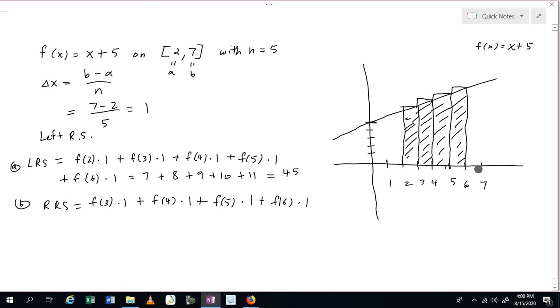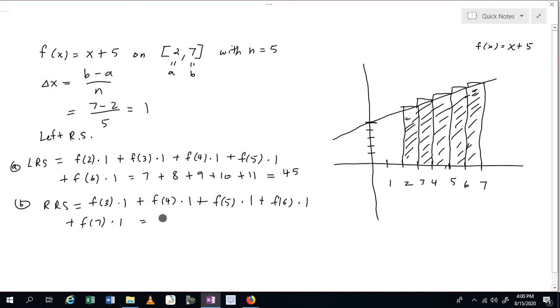And then finally, when you get to the last rectangle, the right endpoint here is 7. So f of 7 gives you the height of that rectangle. And then times its width, which is 1. Okay, and so let's just find the areas of each of these and then add them up.